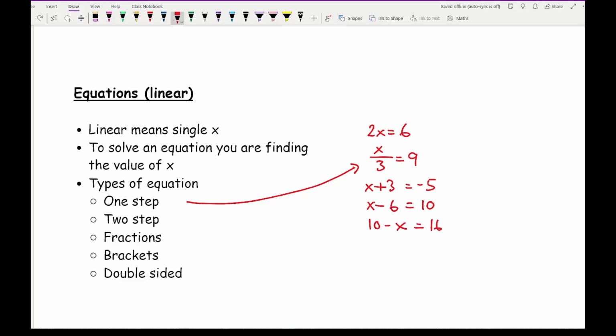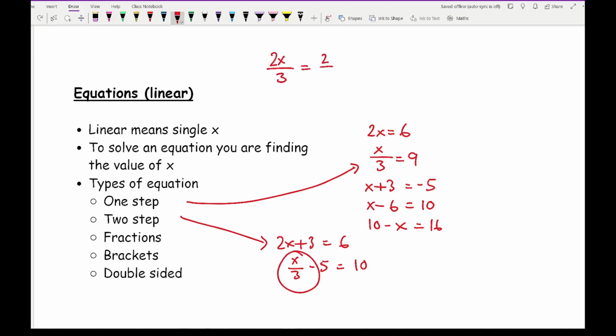Two-step is obviously doing it twice, so a two-step equation would look something like 2x plus 3 equals 6, or x over 3 minus 5 equals 10. So something along those lines where you've got to do two operations. Now, when it moves on to fractions, that's basically looking something like this. Remember that if you have 2x over 3, that's the same as 2/3 of x. So you can obviously use your calculator to remove that 2/3, just divide and go from there.